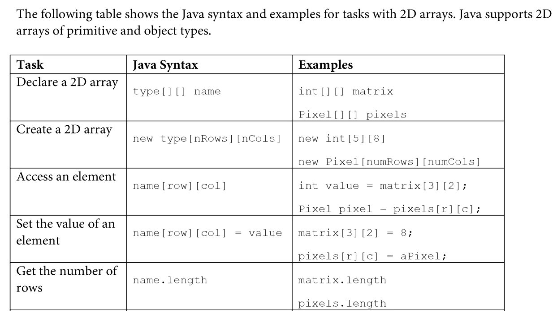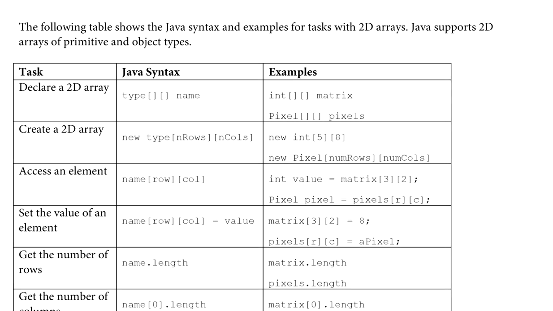The following table shows the Java syntax and examples for tasks with 2D arrays. Java supports 2D arrays of primitives and object types. For example, in our Magic Square one, we were doing a two-dimensional array of integers. You could do a two-dimensional array of strings, but it's always the type of thing, and then these square brackets and another set of them basically says it's a two-dimensional array, an array that contains arrays.